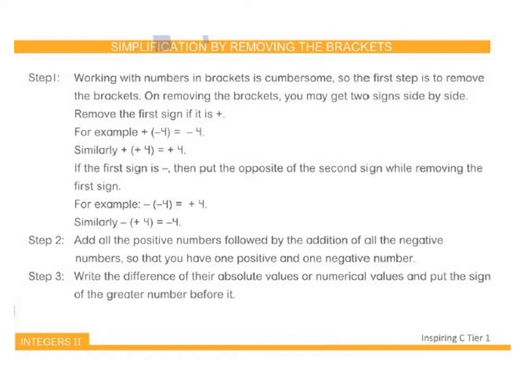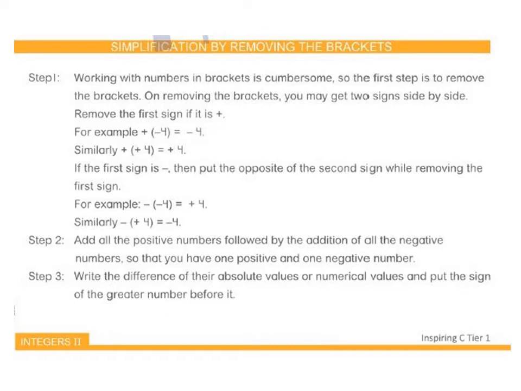Now, in step number 1, look at the example. The first example is given as plus minus 4. So, if a plus sign is getting multiplied with a negative sign, it will always give you a negative sign. So, plus minus 4 will give you minus 4. And a plus sign multiplied by a plus sign will give you a plus sign, that is plus within bracket plus 4 will give you plus 4.